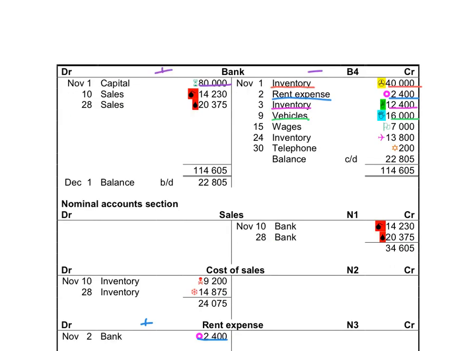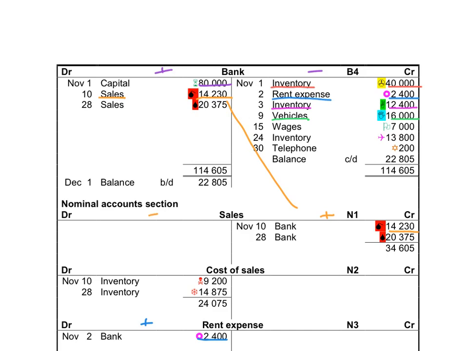The bank account is debited because the money in the bank increased with the 14,230, and we will credit the sales account. So this double entry will be in sales on the credit side, 14,230, because sales is an income and income increases on the credit side.